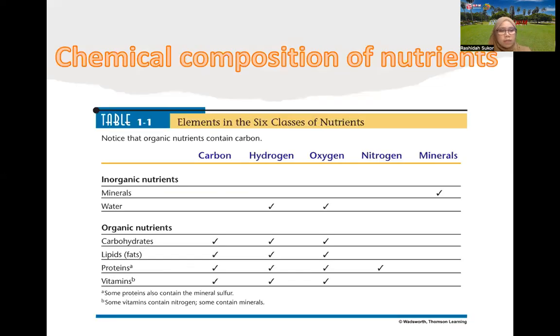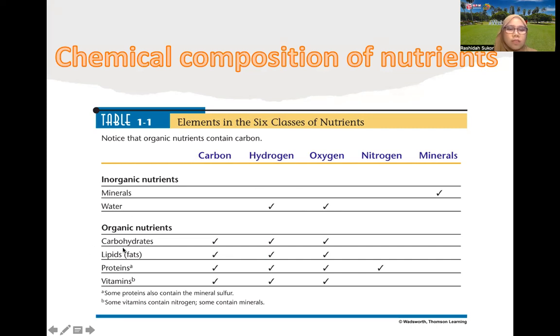Okay, so you can see from here the elements of the 6 classes of nutrients. Notice the organic nutrients contain carbon. When we say contain carbon, for example, we talk about minerals. Minerals don't have carbon, hydrogen, oxygen, or nitrogen, because minerals are single compounds, right? Water, like I mentioned before, is hydrogen and also oxygen.